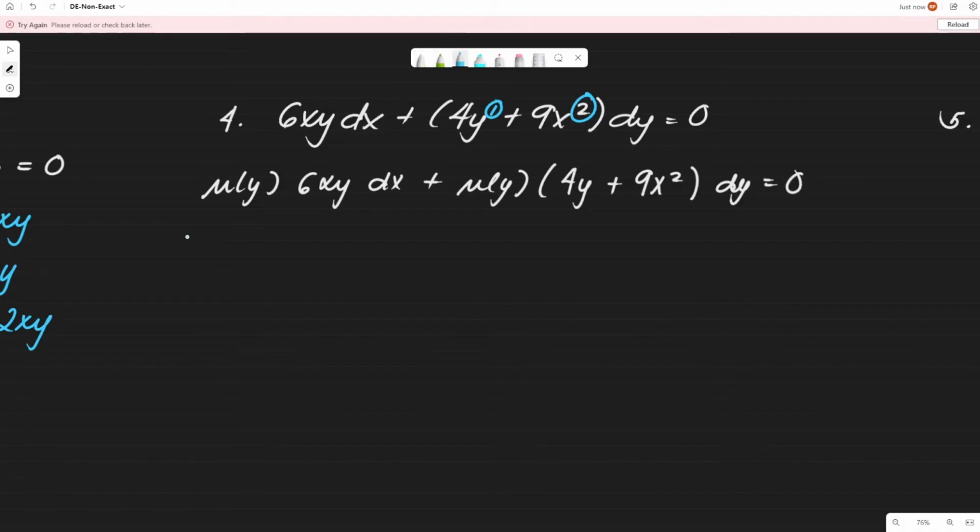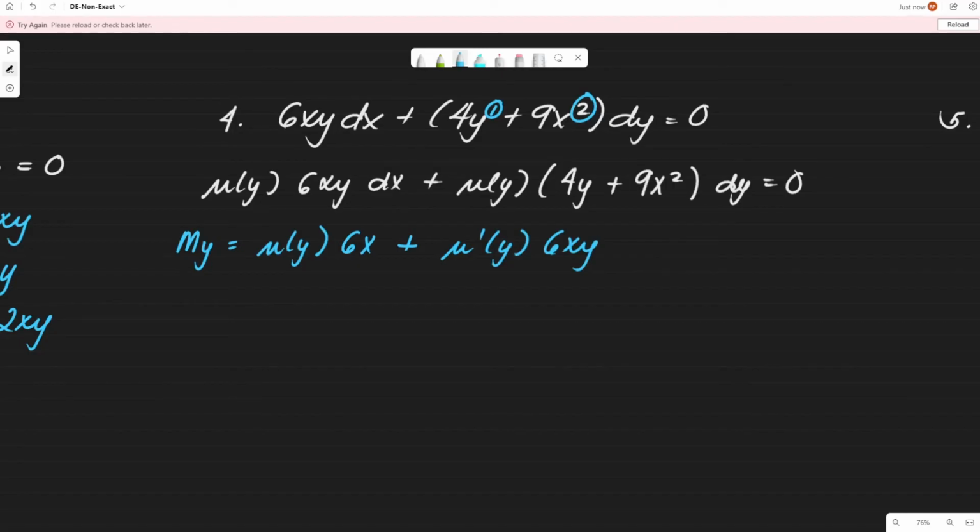Now we have our M. Earlier, since we used mu of x, we used the product rule for N sub x. But since we have mu of y, we now use the product rule for M sub y. So we'll have mu of y. The partial derivative of 6xy with respect to y is 6x, plus mu prime of y times 6xy. That is basically 6xy, using the product rule.